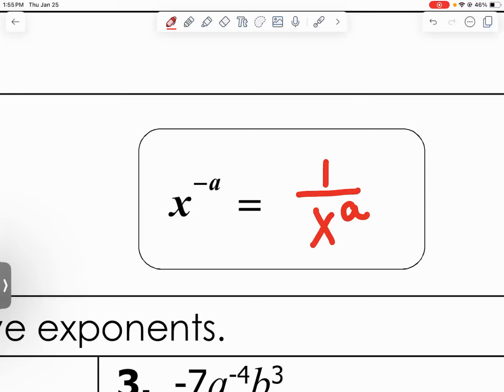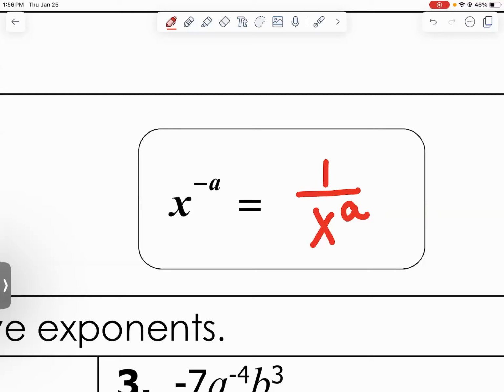Okay, if you have a negative exponent, it's going to be rewritten as 1 over x to the now positive exponent. Negative exponents are not allowed to stay in your final answer.